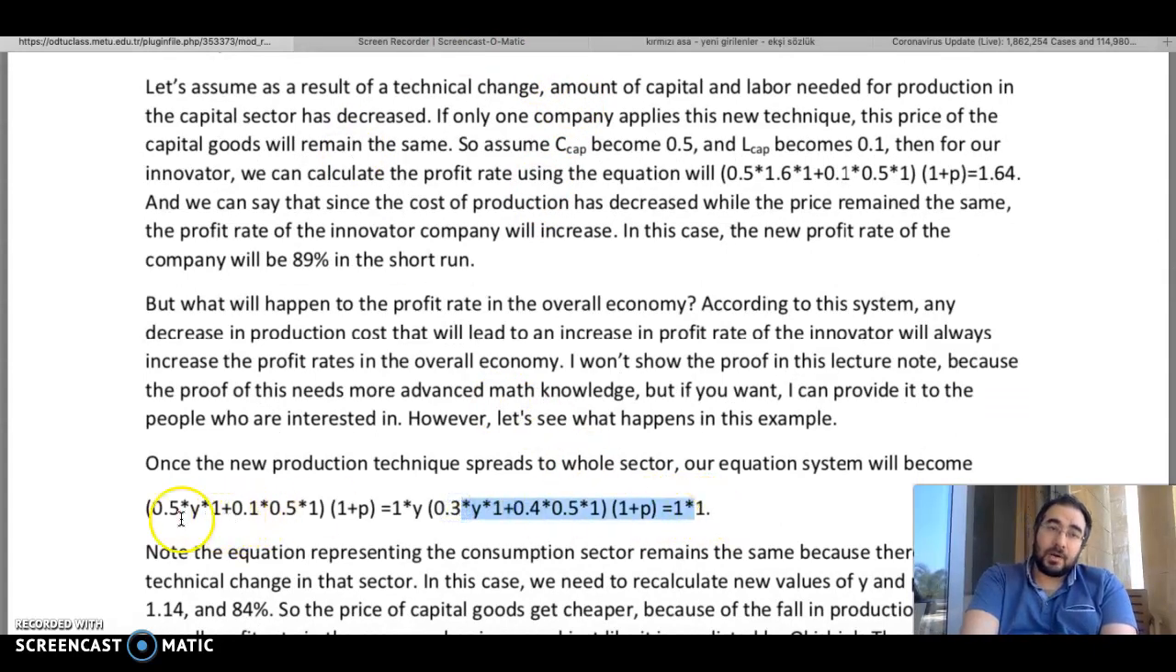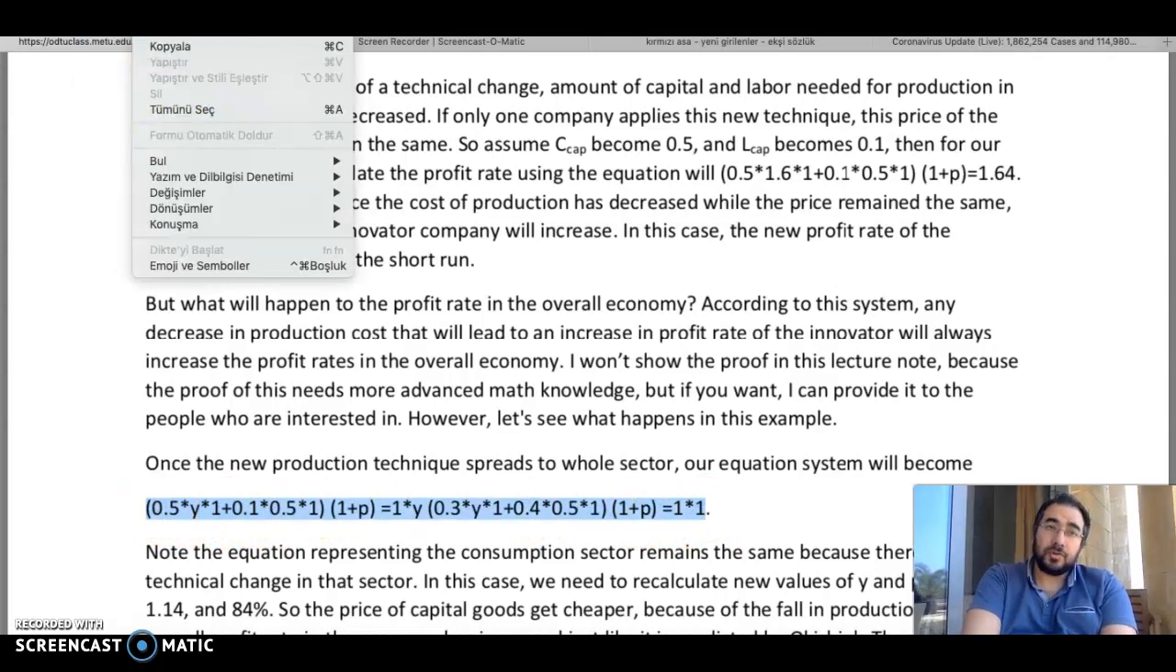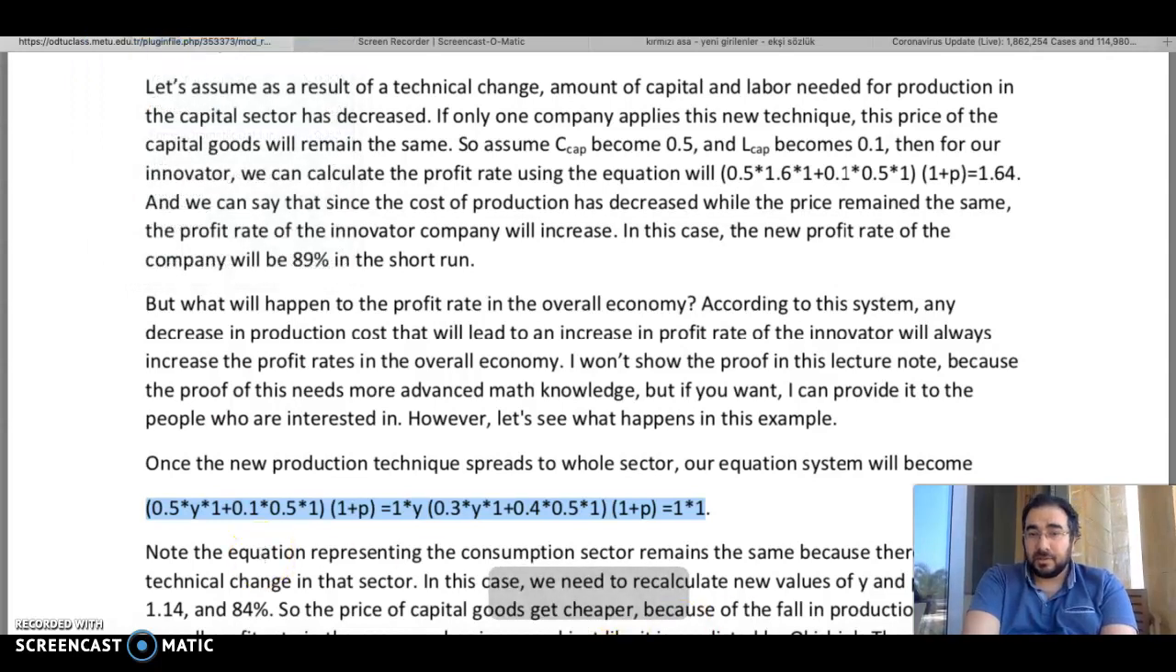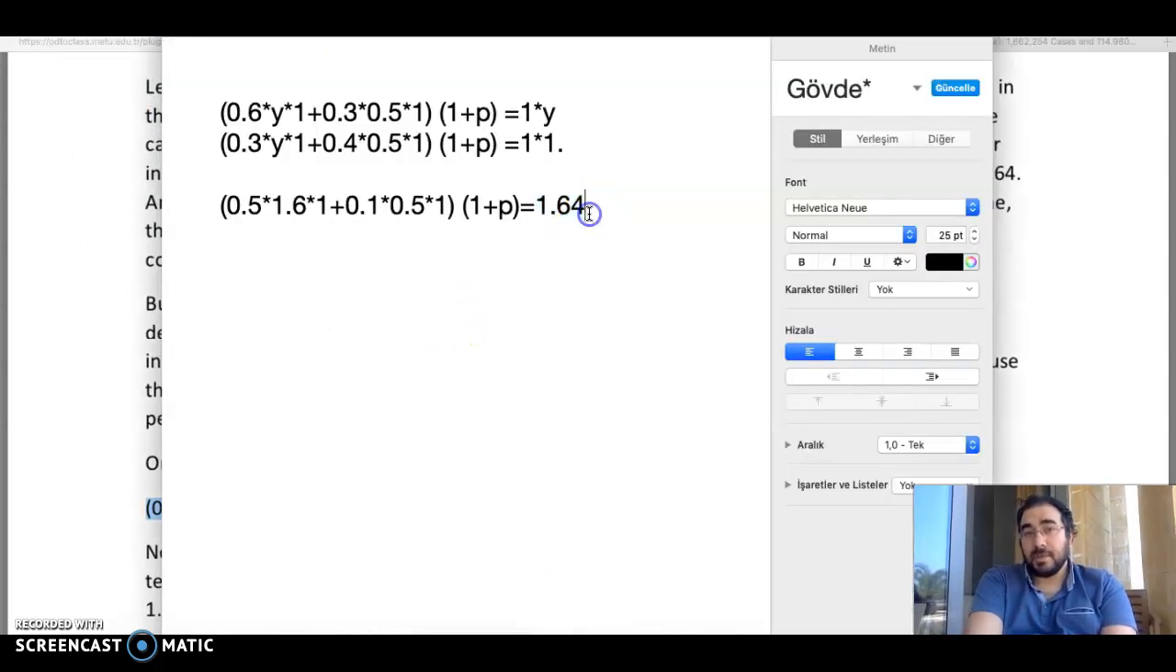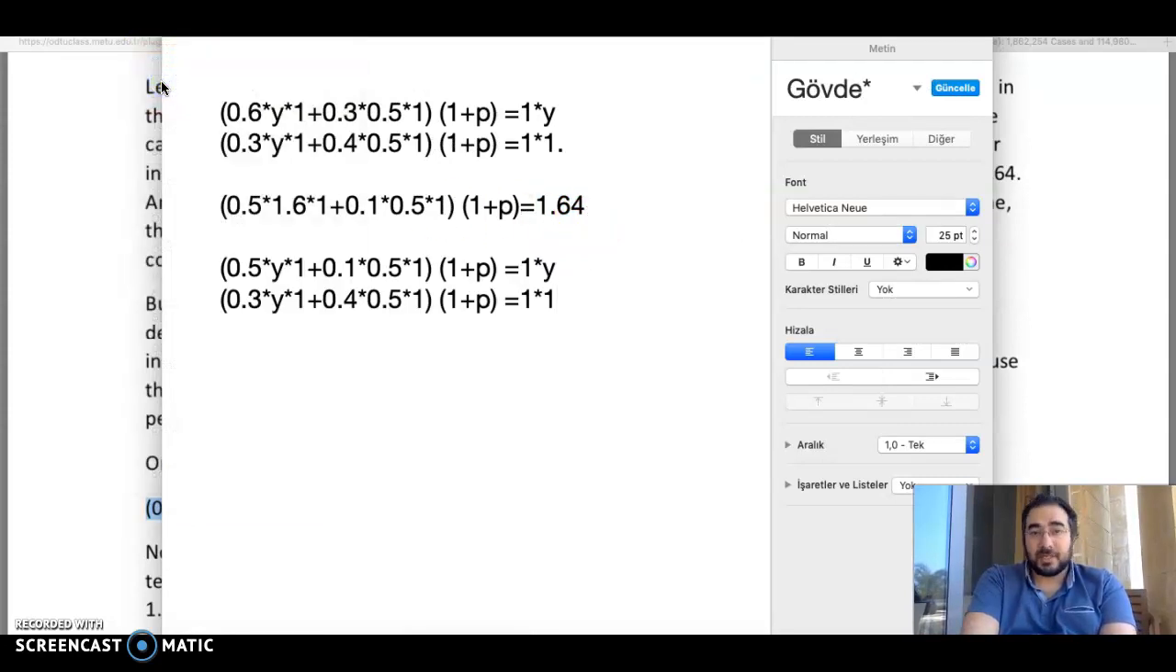Next, our whole equation system will change, because now the innovation will spread to the whole economy, and when it spreads to the whole economy, prices will readjust, because now the innovation will affect the prices of the capital goods sector. I got exactly the same equation system, but I have changed this part with this part.